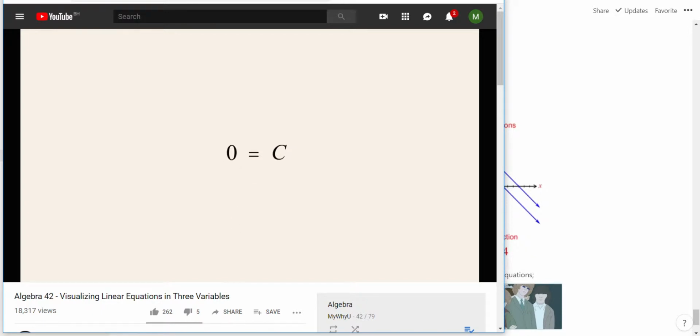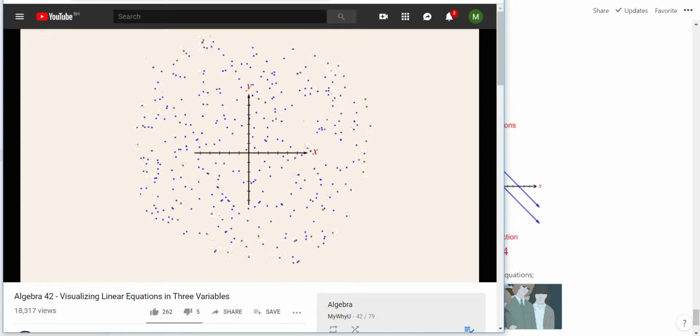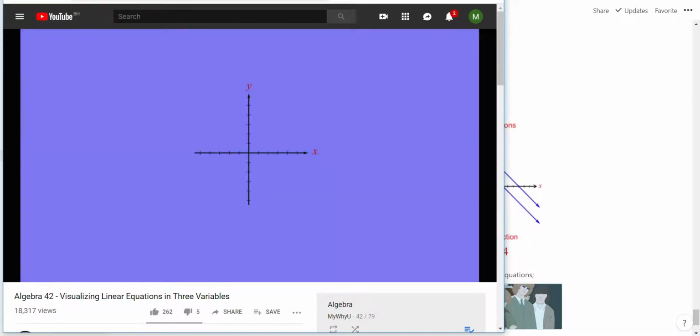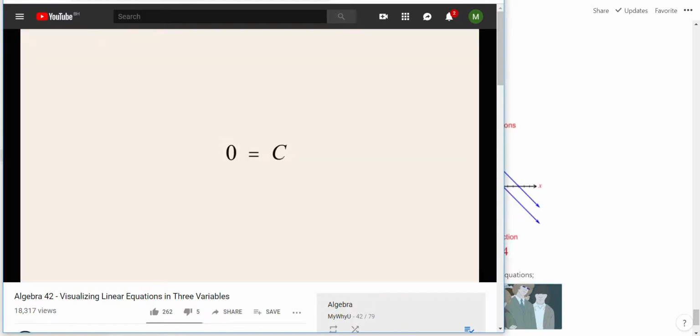If in fact the constant c was 0, then x and y could take on any value and the statement would still be true. The solution set would therefore contain every possible combination of x and y. And if the constant c was not 0, then no values of x and y would make the statement true, and the solution set would therefore be the empty set. Since in either case, the graph of the solution set would not be a line, the equation 0 equals c cannot be a linear equation.